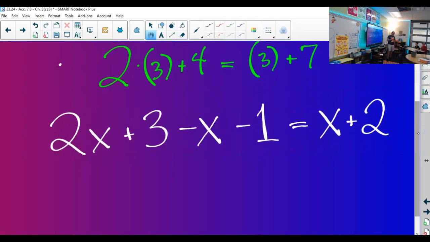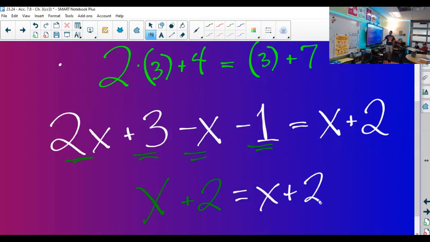Those of you who said 4, you're not wrong, but you're not all the way right. 4 could be a solution. 2x minus x is x. 3 minus 1 is 2. Is x plus 2 equal to x plus 2? Yes.